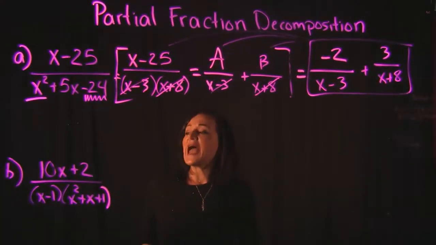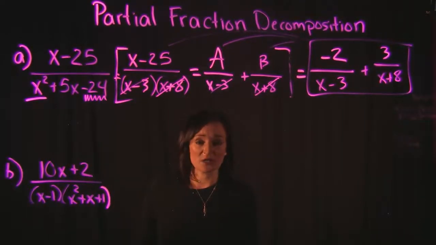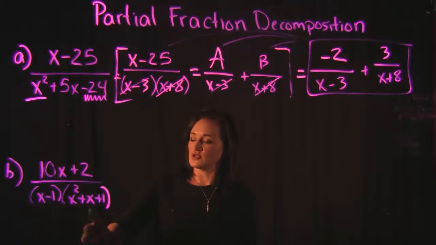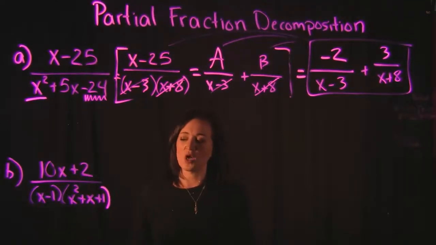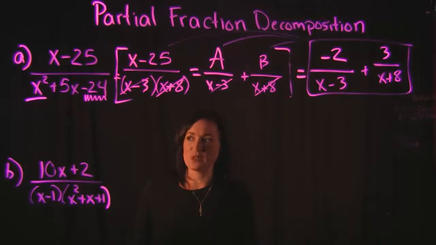All right, so looking at example B. Remember, the first thing that we want to do is make sure that this is factored, specifically in the denominator. I see that this is already factored into two different things here. We have the x minus 1 and the x squared plus x plus 1.